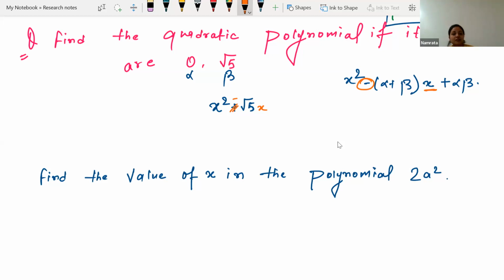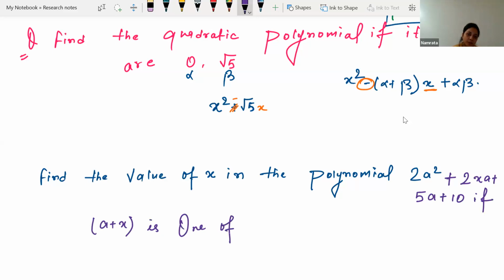Okay, let me write the next one. So the next one is: find the value of x in the polynomial 2a square plus 2xa plus 5a plus 10, if a plus x is one of its factors. Yeah, that's it. Think about it.